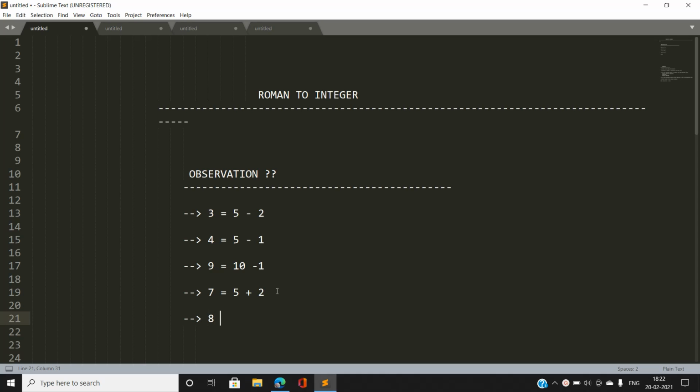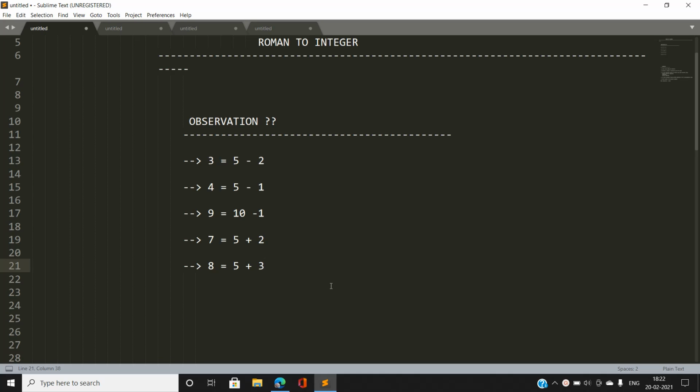So how am I going to use it? I am going to use 5 plus 3. Why am I going to use 5 plus 3? Why not 10 minus 2? Because this is a pretty much key observation in our approach to this solution.